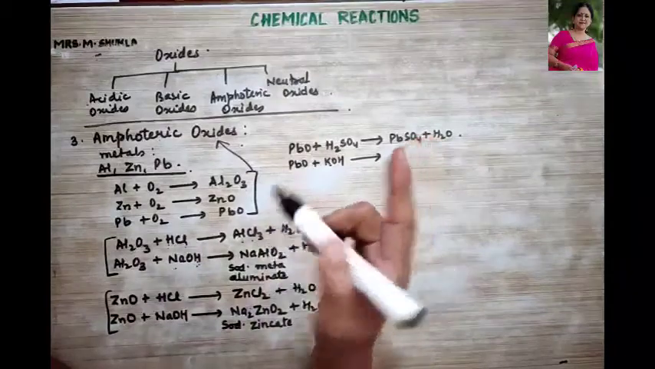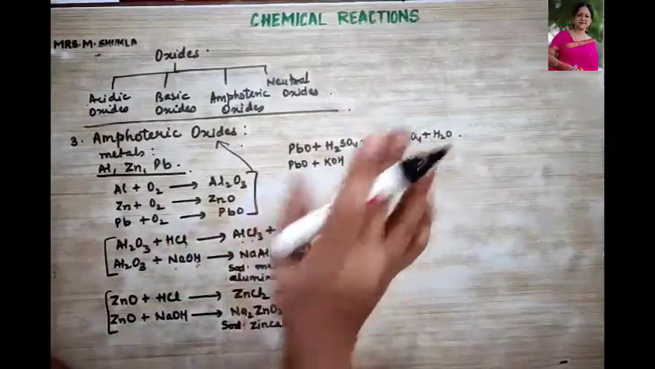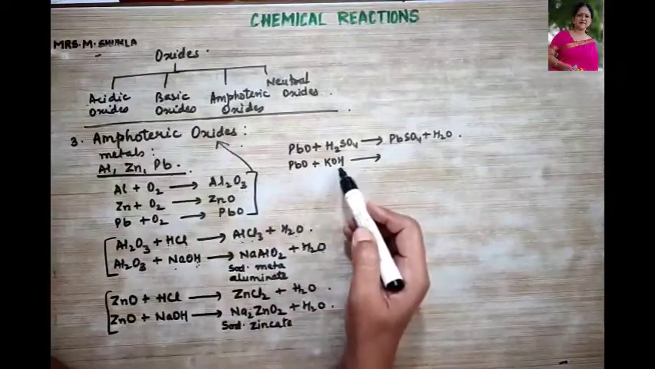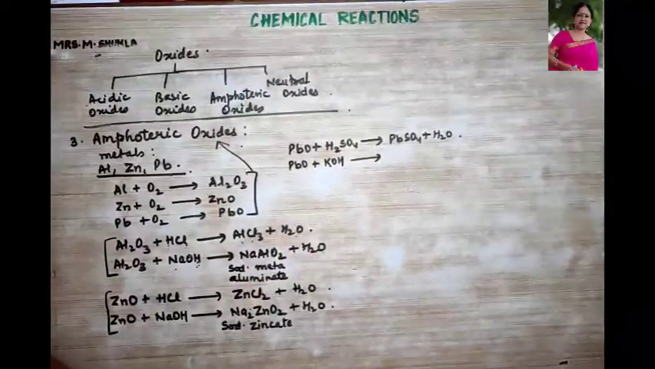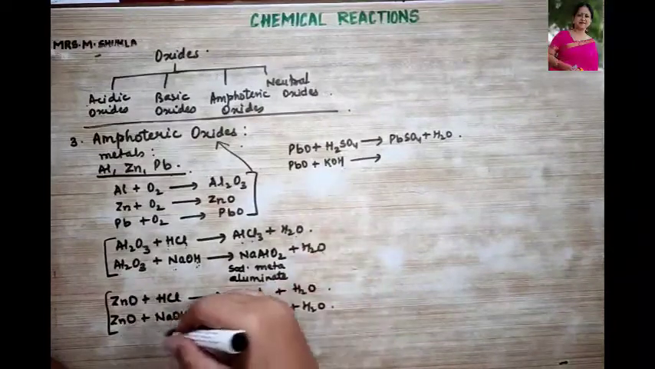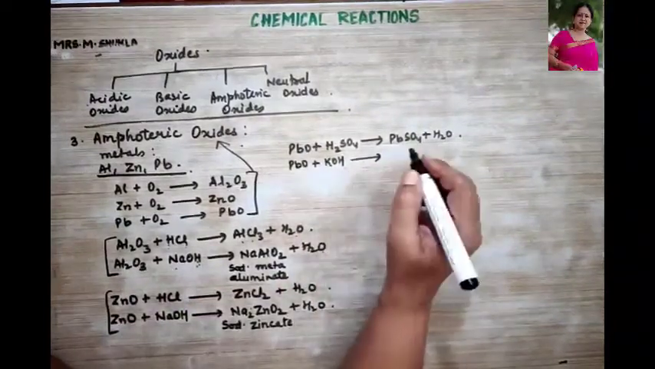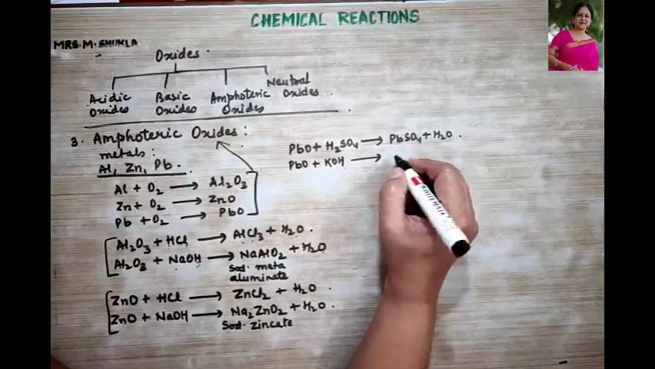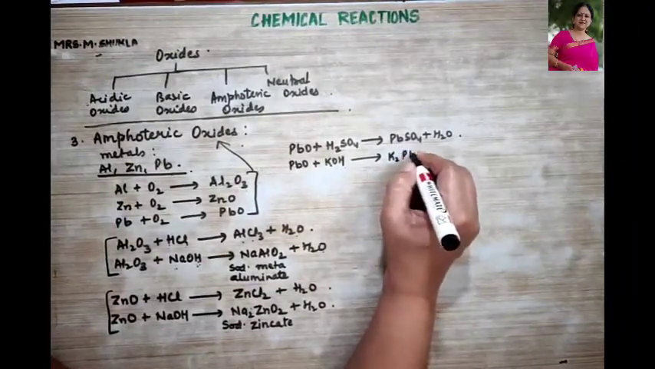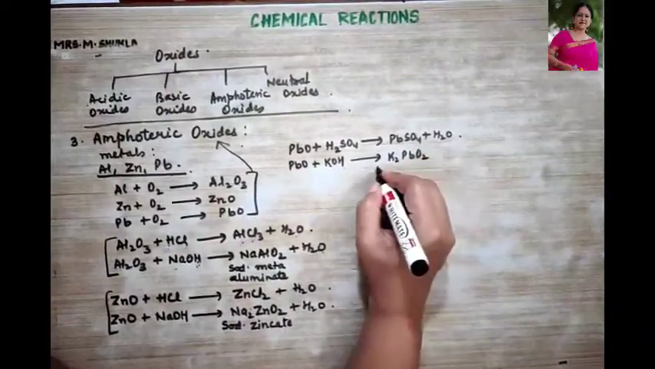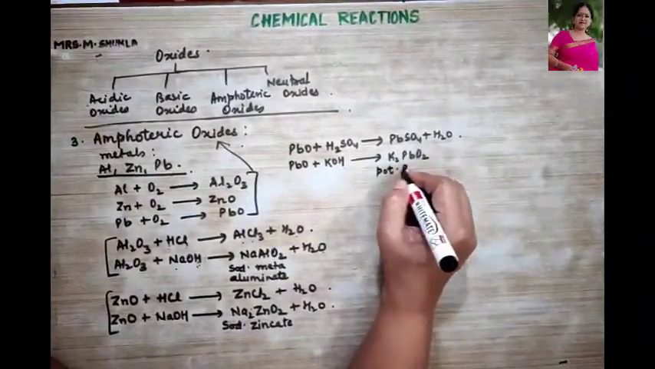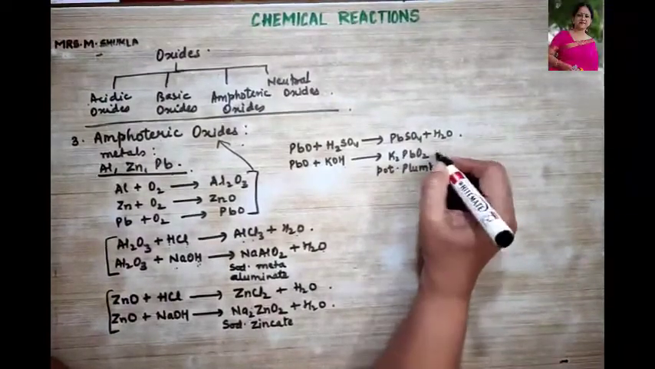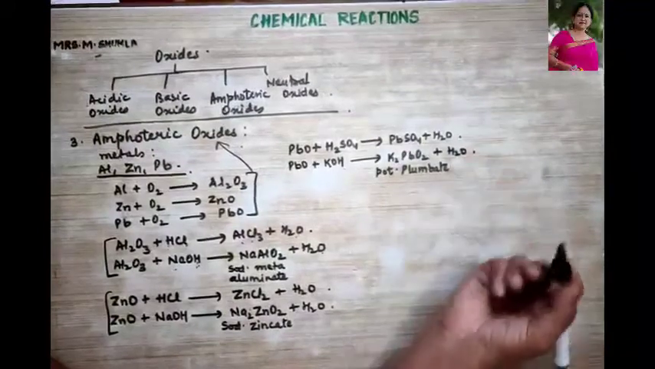Otherwise, calcium hydroxide and magnesium hydroxide are weak bases, so they are not going to react with the weak bases, but only with the strong bases. So either you take KOH or you take NaOH. Over here, it is going to give you a complex salt. What is that complex salt? K2PbO2. This is potassium plumbate, plus water is given out.